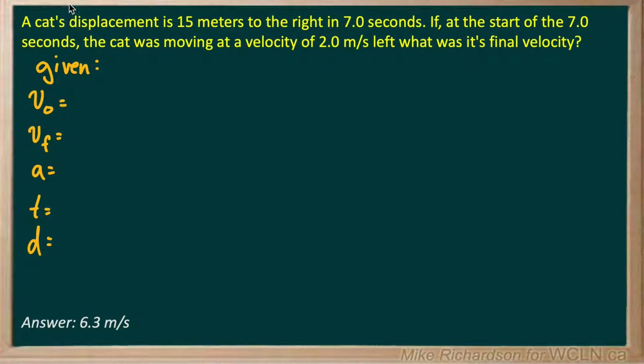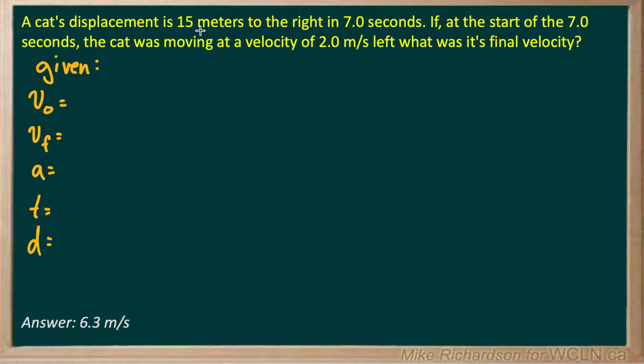So as usual, once I've recognized that the question involves an accelerated motion, I write down my given information. Now there's 5 variables that we can choose from: v initial, v final, acceleration, time, and displacement. Now all we need to do is populate the list given the sentence.